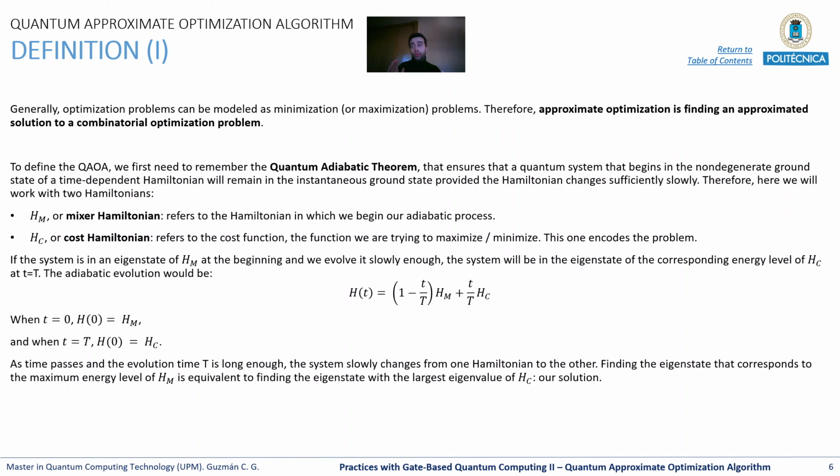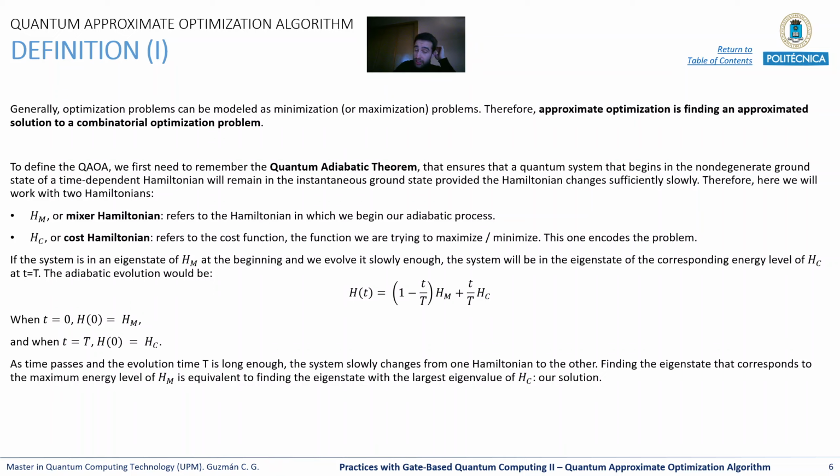This will be the evolution we will have. We will go from 0 to t. So the adiabatic means really slow. That's the condition that we have. We will see what really slow means afterwards, when we see why we are finding an approximate solution and not the exact one.